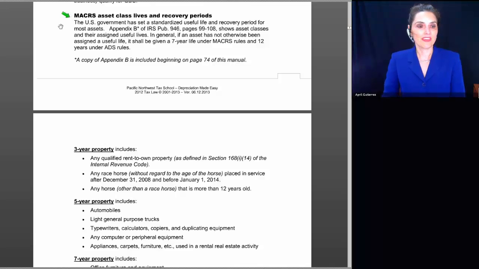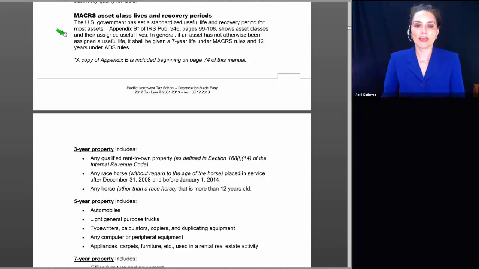The U.S. government has set a standardized useful life and recovery period for most assets. I showed it to you already. It's Appendix B of IRS Publication 946, pages 99 through 108. It shows asset classes and their assigned useful lives.